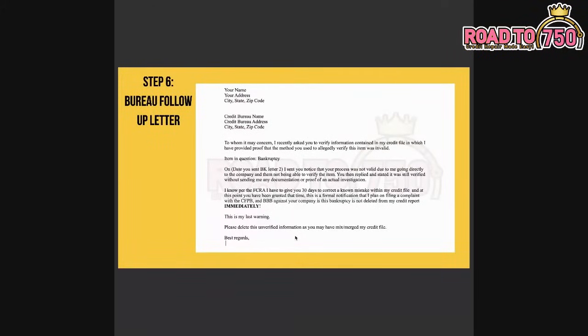I sent you notice that your process was not valid due to me going directly to the company and them not being able to verify the item. You then replied and stated that it was still verified without sending me any documentation or proof of an actual investigation. I know per the FCRA, I have to give you 30 days to correct a known mistake within my credit file. And at this point, you have been granted that time. This is a formal notification that I plan on filing a complaint with the CFPB and BBB against your company if this bankruptcy is not deleted from my credit report immediately.